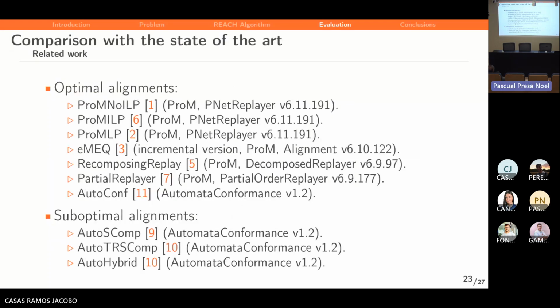Now we move on to the comparison with the state of the art. We used 10 different algorithms from the state of the art, most of which return optimal alignments, but some of them can also return suboptimal alignments. The problem with suboptimal alignments is that you don't know how close they are to the optimal ones. So you don't know how bad their approximations of cost are.